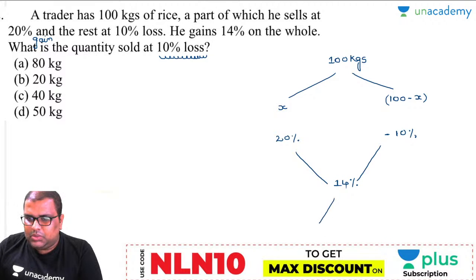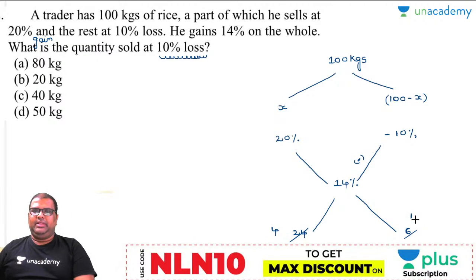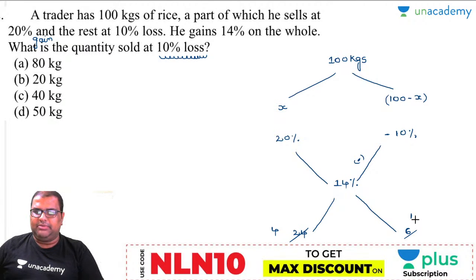Now by alligation rule, please calculate and let me know the value. 20 minus 14 is 6. 14 minus minus 10 will be how much? Is it 24? And the ratio is 4:1. Now here the point given there: what is the quantity sold at 10% loss is the question asked.